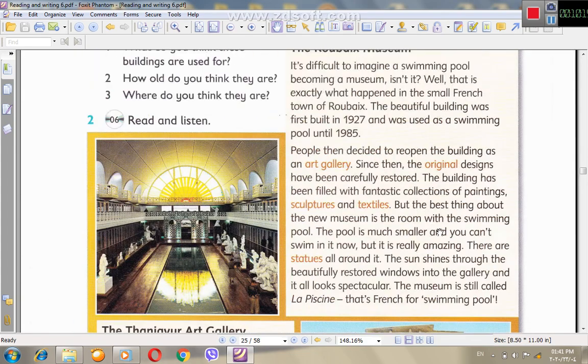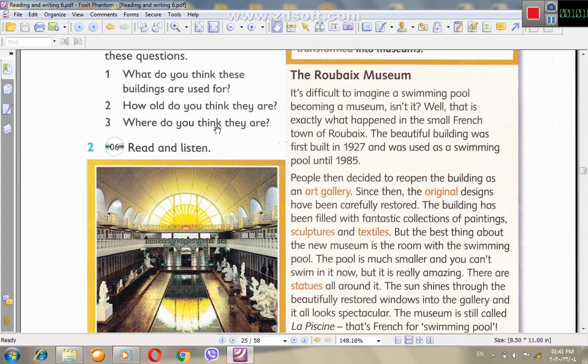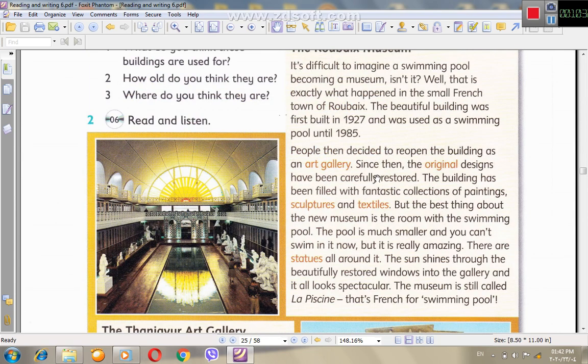And let's go back and explain this. Just about the first question, what do you think these buildings are used for? And we listened that it was a swimming pool. At first, when they built it in 1927, it was a swimming pool, but then they transformed it into an art gallery. Look at it after the transformation. It's full of statues around the swimming pool, but it says you can't swim in it because the pool is much smaller. But it's an amazing place. Look at the sunshine through the window, so it looks amazing with the statues around it. This is about, that's in French.